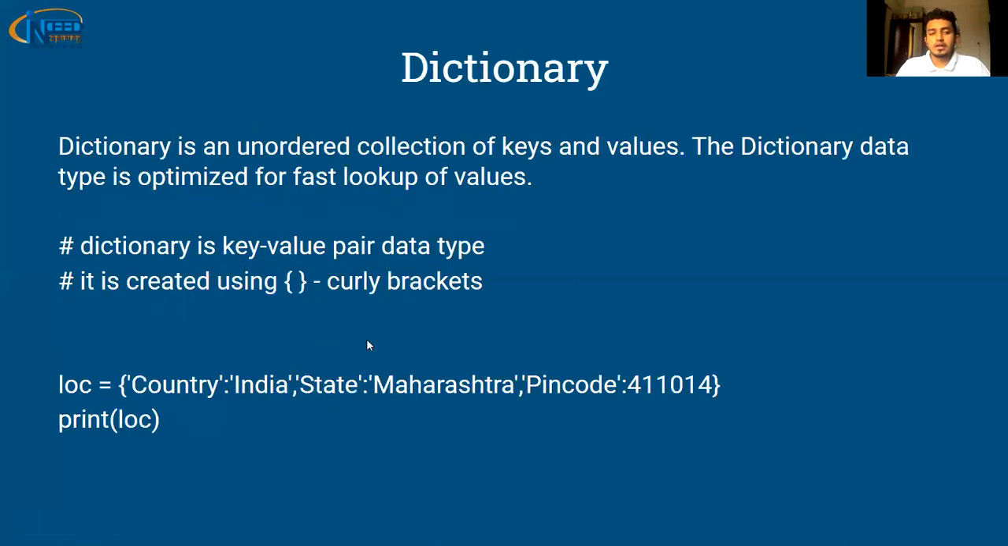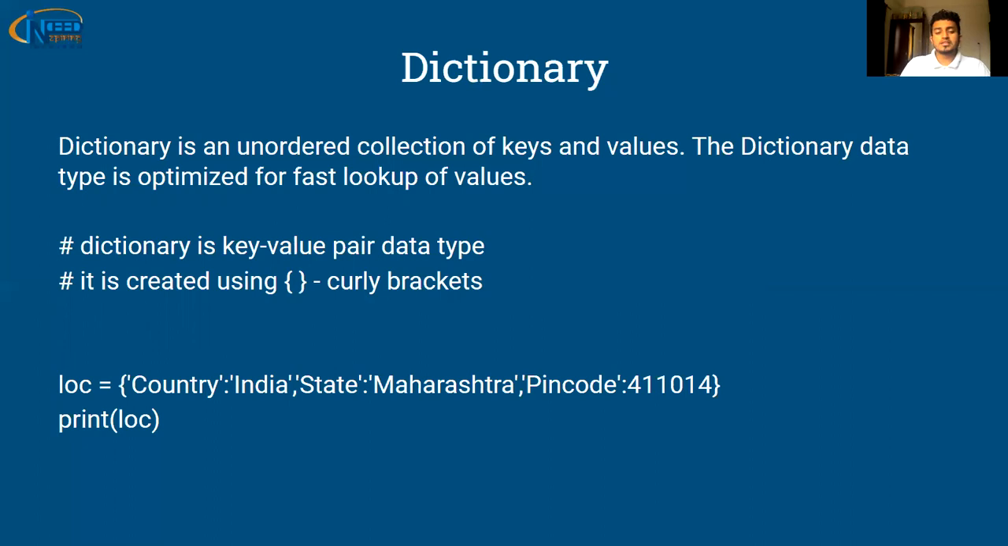Talking about dictionary. Now dictionary is an unordered collection of key value pairs, keys and values. We have something called keys and values. The dictionary data type is optimized for fast lookup of values. Dictionary is a key value pair data type, that is what we saw. It is created using curly brackets. Again, curly brackets. For set we use curly brackets, and for dictionary also we use curly brackets.